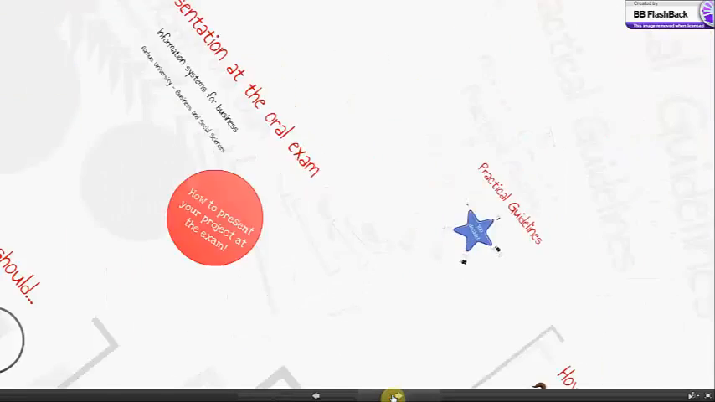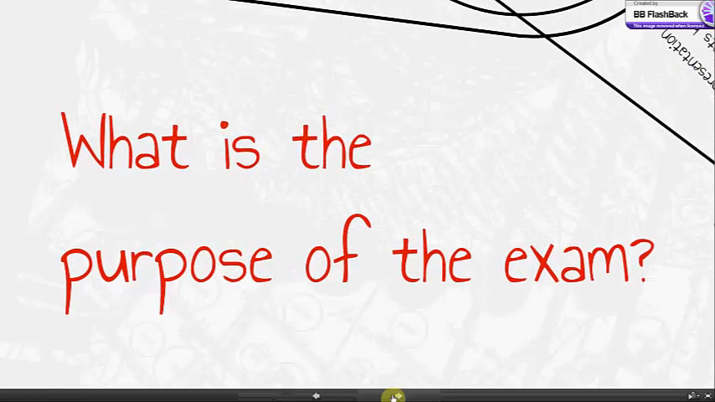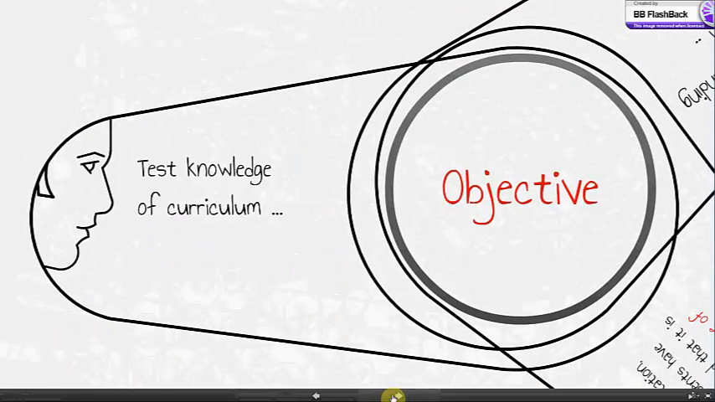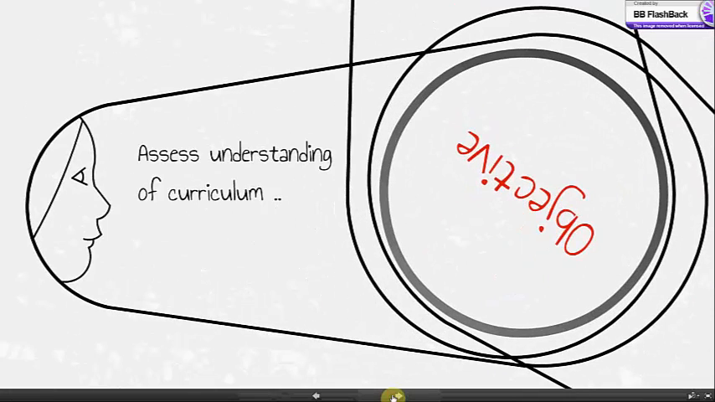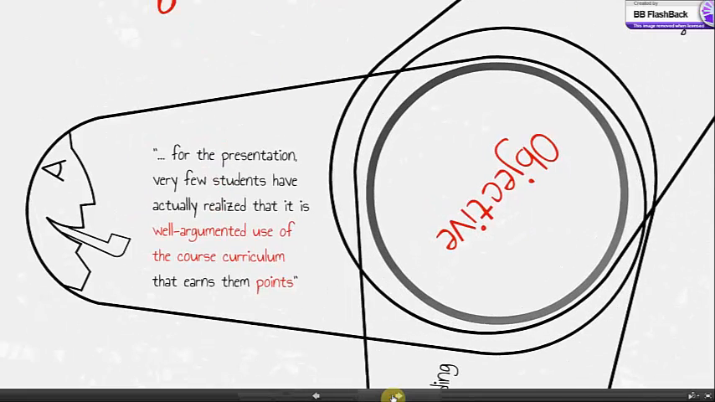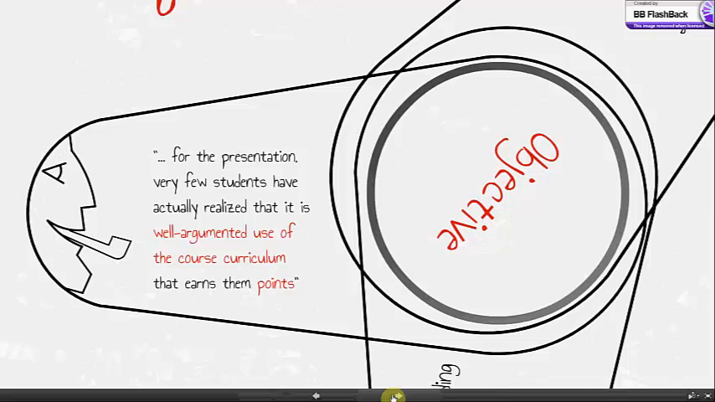Before moving to the actual recommendations for the presentation, let us consider the overall purpose of the oral exam. Well, it probably comes as no big surprise that the purpose of the exam is to test your knowledge and understanding of the course curriculum. But many students might be unaware of the fact that this also rings true for the presentation part. One of the censors states, "For the presentation, very few students have actually realized that it is a well-argumented use of course curriculum that earns them points."